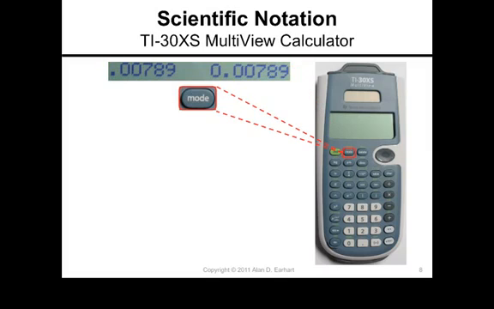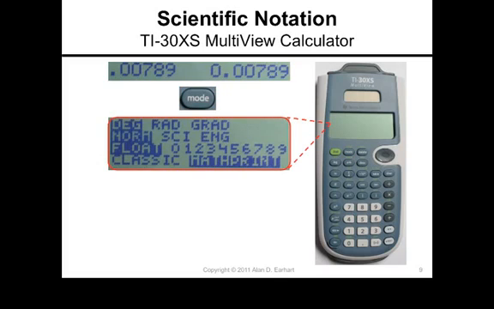What you'll do is hit the mode key, because you want to change the display mode. When you press that key, you will see this show up on the display. It's the second row that I'm interested in: Norm, Sci, Eng. Those are three different display modes. Norm means normal, Sci means scientific notation, and Eng is engineering notation. Totally ignore the engineering notation for our class. It's really Norm and Sci. Norm means normal display. That display on the top, 0.00789, that's normal display. We want scientific notation display.